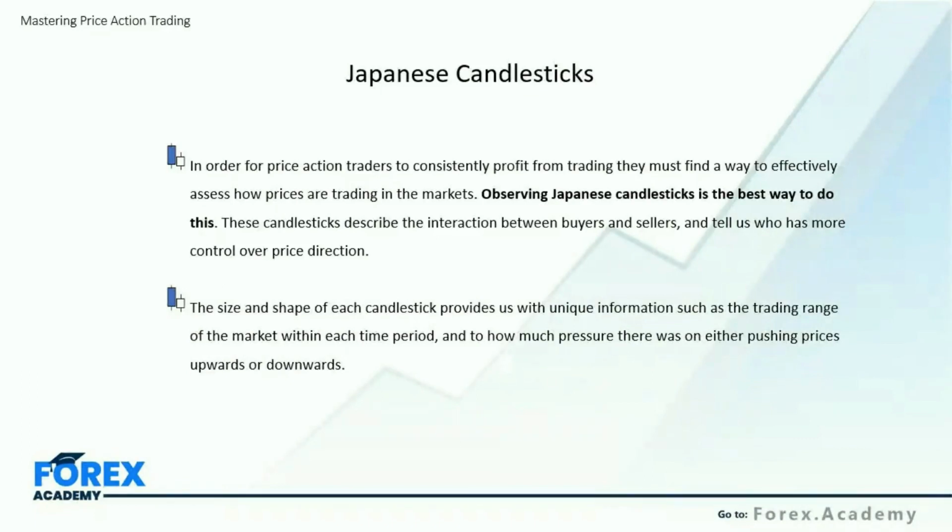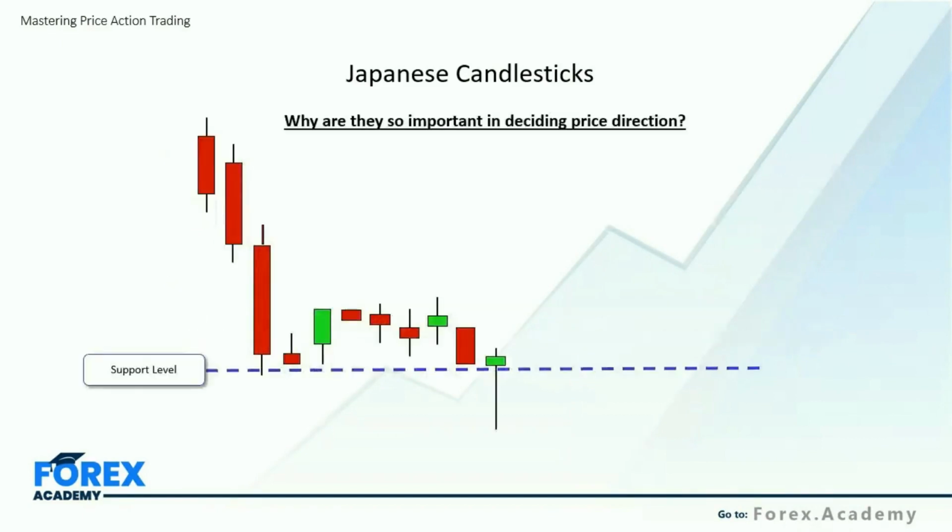Also, the size and shape of each candlestick provides us with unique information, such as the trading range of the market within each particular time period, whatever that may be, and how much pressure there was on either pushing prices to the upside or, like I said, to the downside. So this is how Japanese candlesticks and our understanding of these candlestick patterns can really assist us when we trade.